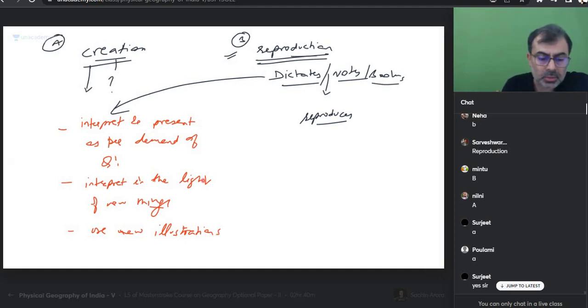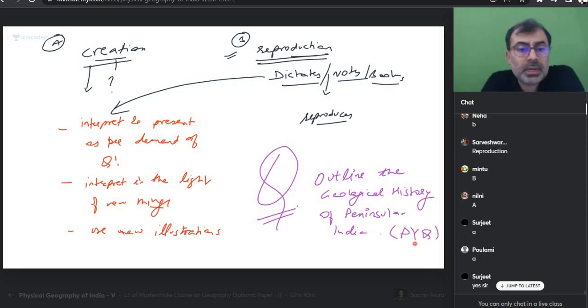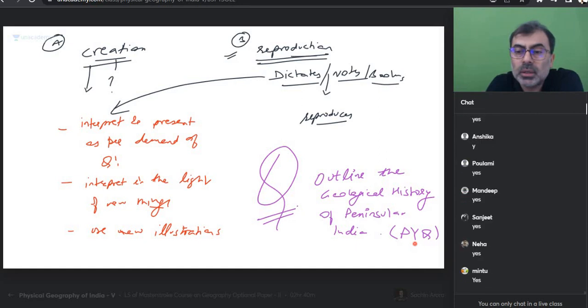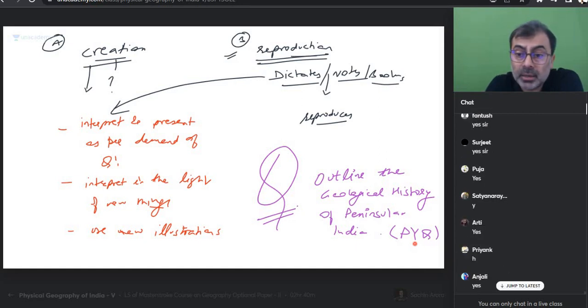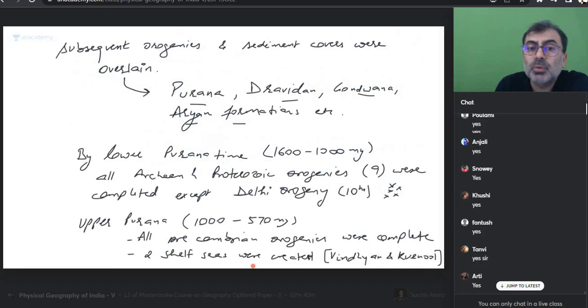Suppose I ask you a question: outline the geological history of peninsular India. What is this? PYQ. Whatever I am doing right now, am I not doing this? Outline the geological history of peninsular India. True. Will it require the maps which you made as a part of the test today? Will this answer require the maps? Yes. Will this answer require the dictation which I gave you? Yes.